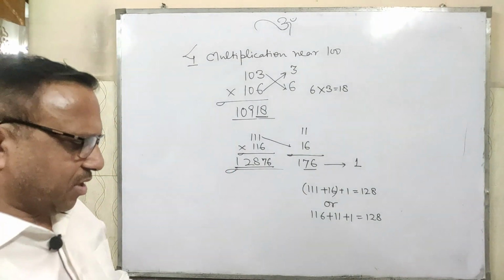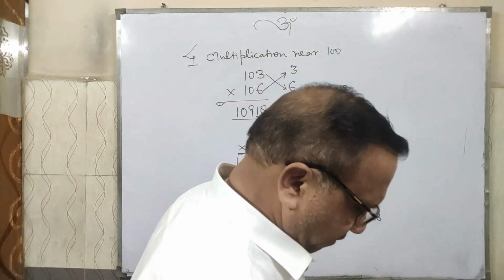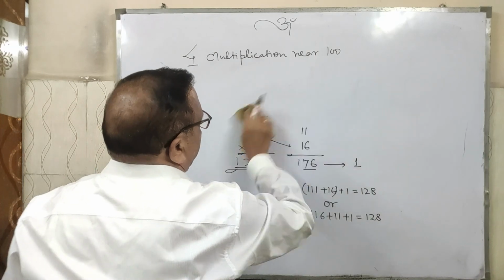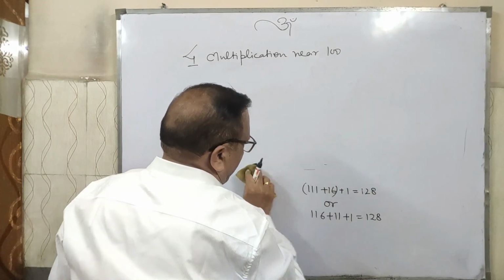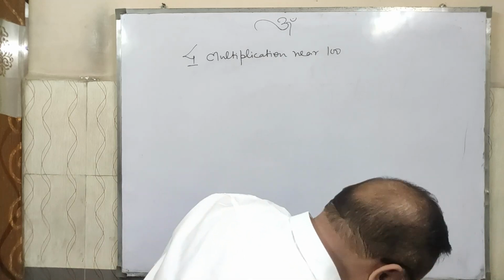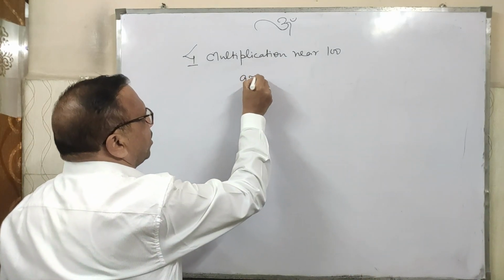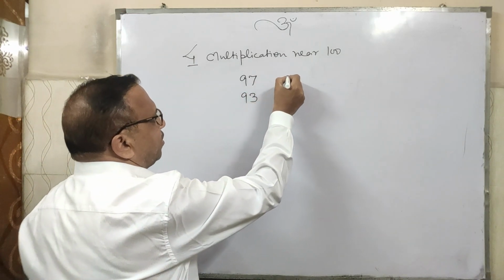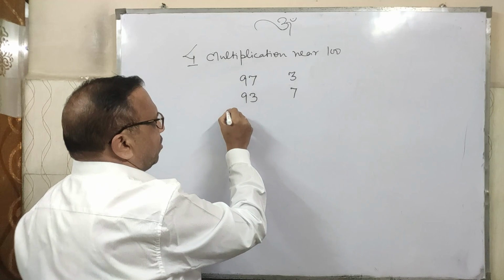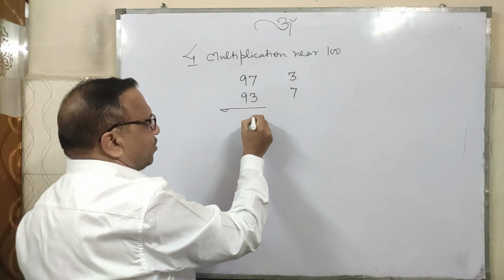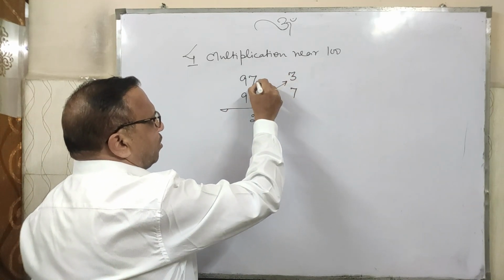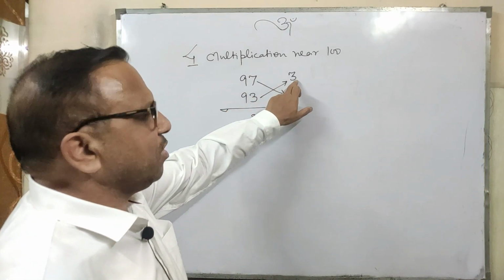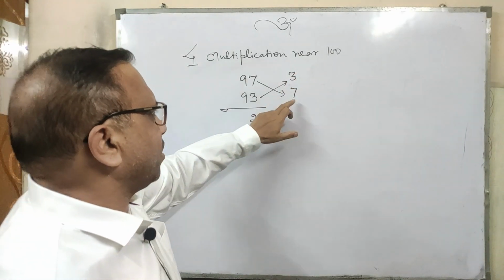Next is multiplication lesser than 100. It was greater than 100, now lesser than 100. Suppose we have to multiply 97 with 93. So what is the difference with 100? 3. Here it is 7. So multiply again 7 3 जा 21. Now it is lesser. So we subtract it. If we subtract 3 from 93, how much? 90. 97 minus 7, 90.